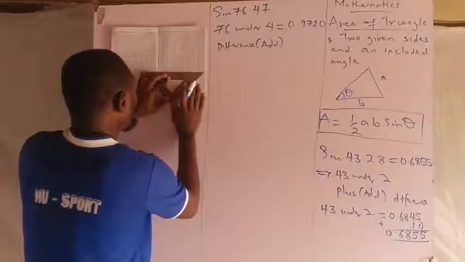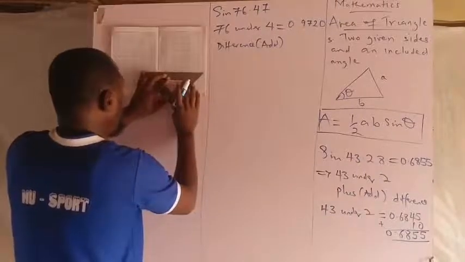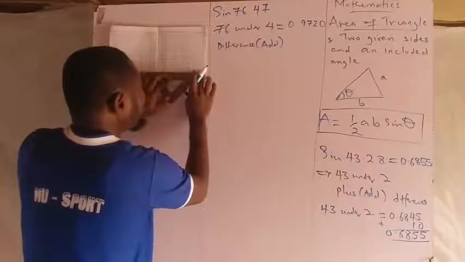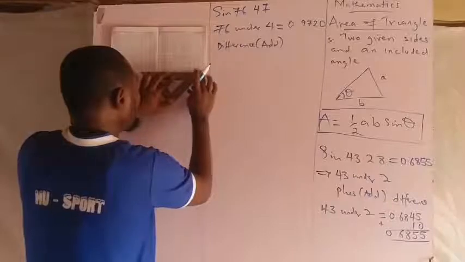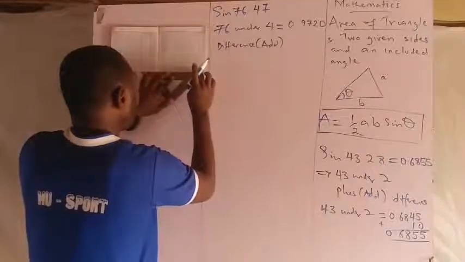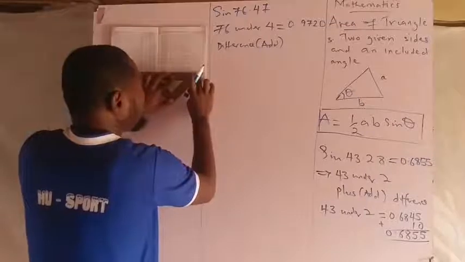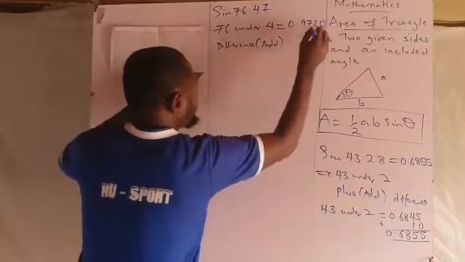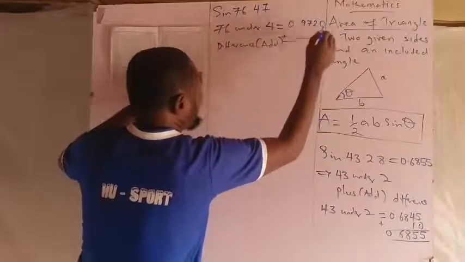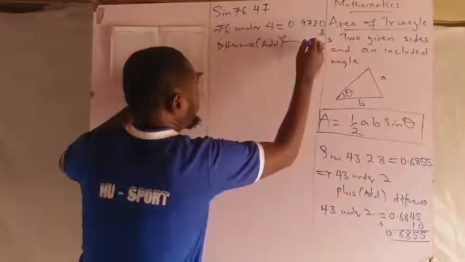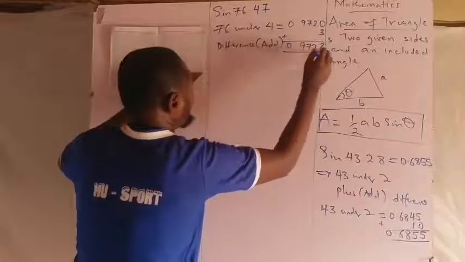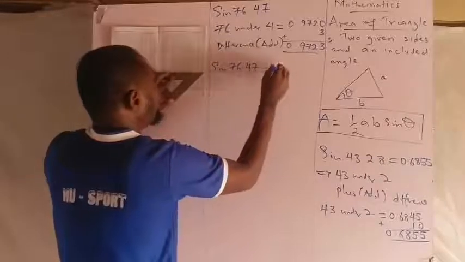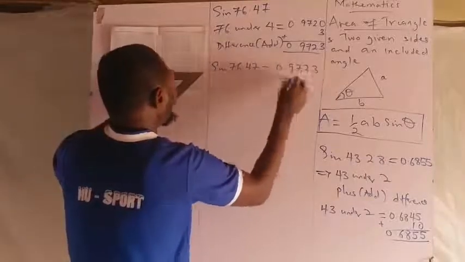I will now extend my line. My ruler should be able to touch my difference part where we have the add difference. So still follow that same part and go to difference 7. The number under 7 is 3. So I am going to add 3 to this number. If I do that, I will have 0.9723. So sine 76.47 is 0.9723. That is the result.